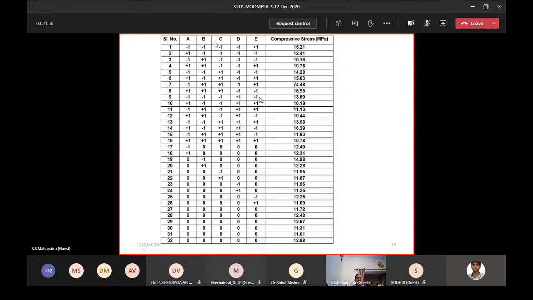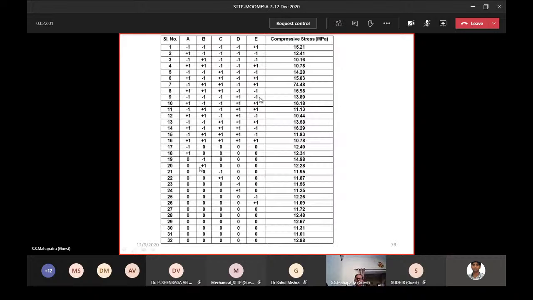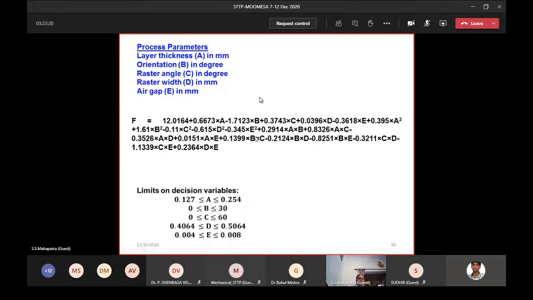So these are the experimental results. There are 5 parameters that we considered: layer thickness, sample orientation, raster angle, raster width, and air gap. These are the 5 variables, and this is the compressive strength we got. All the samples were prepared taking these parametric levels, and the compressive strength was measured using the Instron machine. So now an empirical equation has been developed.